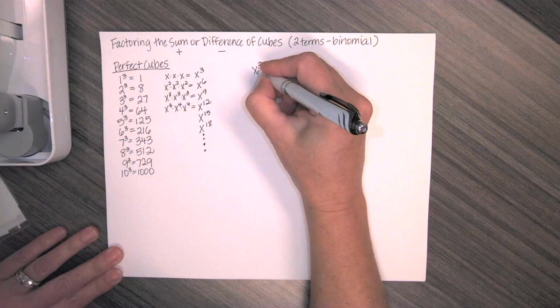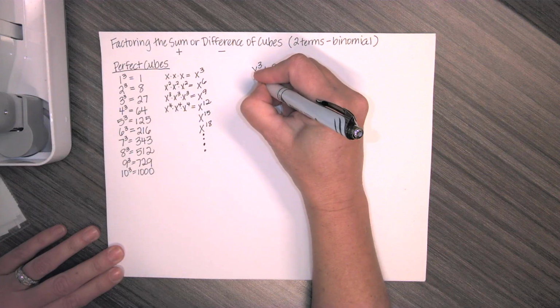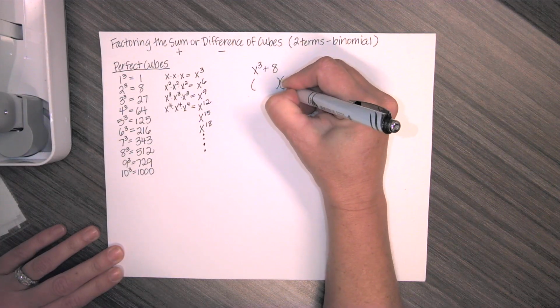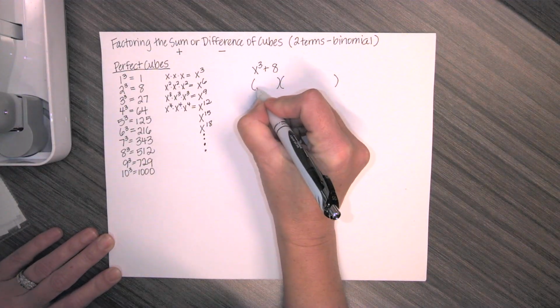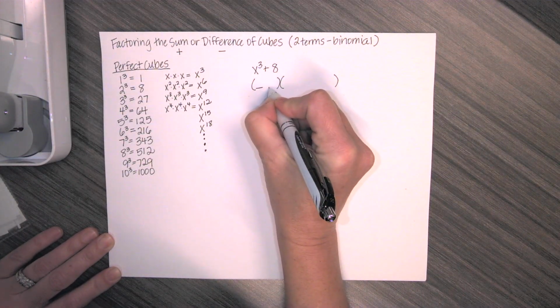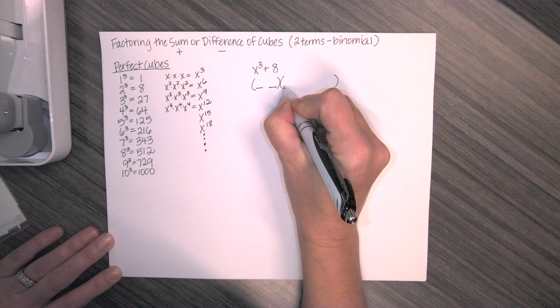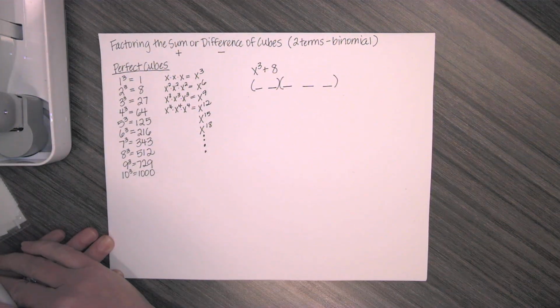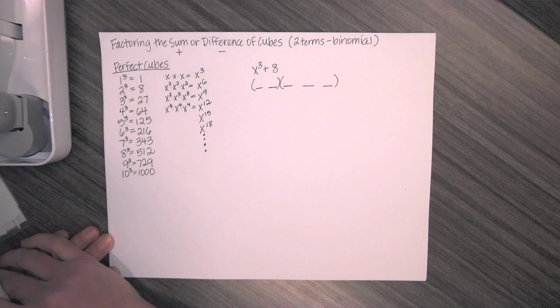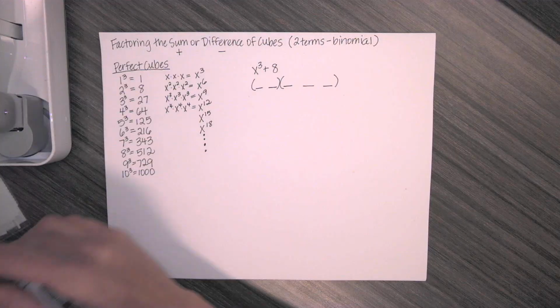All right, so when I factor a sum or difference of cubes, I always say we have a small parentheses and a big parentheses. And what I mean by that is in this first parentheses, we're going to have a binomial. We're going to have 2 terms. In the second set of parentheses, we're going to have 3 terms, a trinomial. All right, so I'm going to go over with you how to fill in these blanks here, what we're doing.